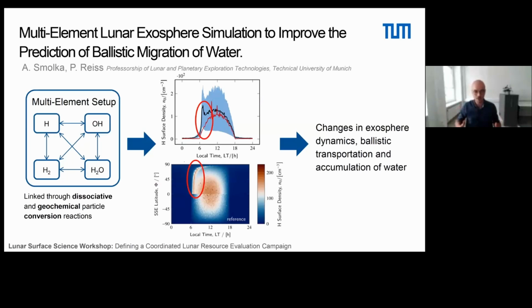We found changes in the dynamics of the exosphere, and these led to universally higher densities, especially at the morning terminator region, which, stretching from pole to pole, means that also the ballistic transportation to PSRs at higher latitudes was increased. And yeah, time's really short.